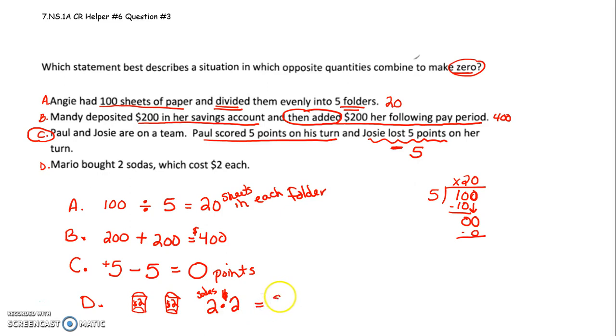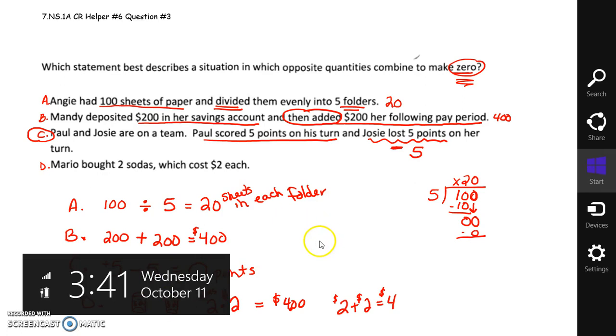How much money did he spend? He spent $4. You could also do $2 plus $2 is $4. All right? So it looks like $4 was spent on letter D. The only one that ends up being 0 is letter C. All right, I hope that helps. Just figure out what each one is.